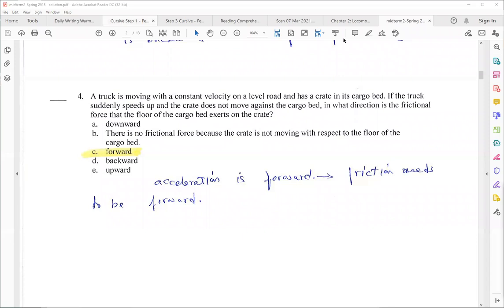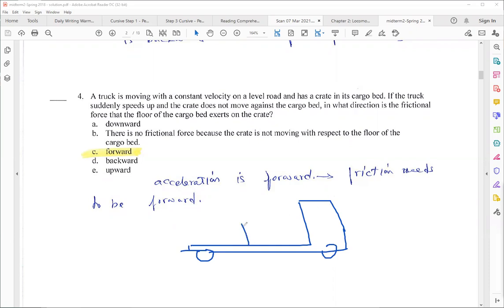Now, same thing, always try to use quick schematics to illustrate what is going on. This is your truck, this example. And this is the crate at the back. Now here we're saying initially that it's moving with constant velocity on level road. So initially with constant velocity.